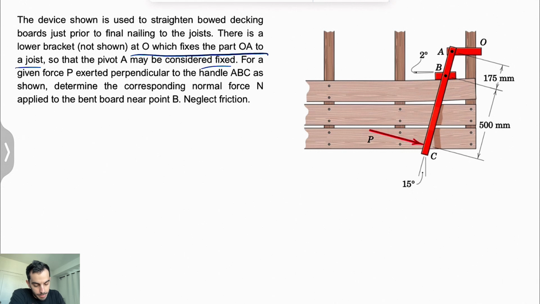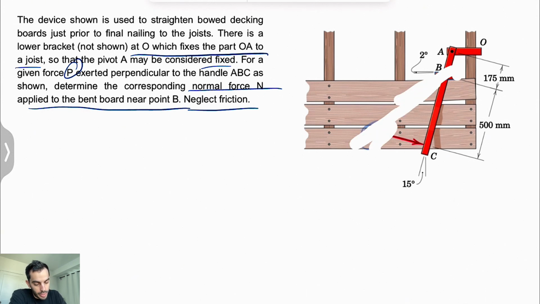So we have a fixed pivot at that point, and for a given force P exerted perpendicular to the handle ABC, we need to determine the corresponding normal force N applied to the bent board near point B. We can neglect the friction, so no horizontal component. As always, we need to start with the free body diagram. We are in equilibrium, so we can use our equilibrium equations.